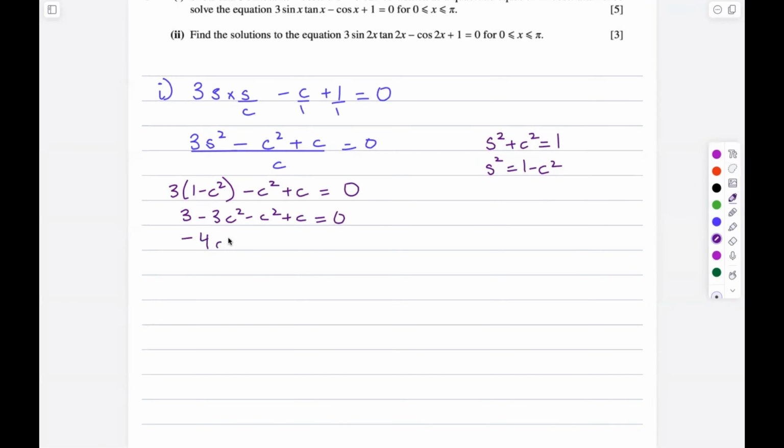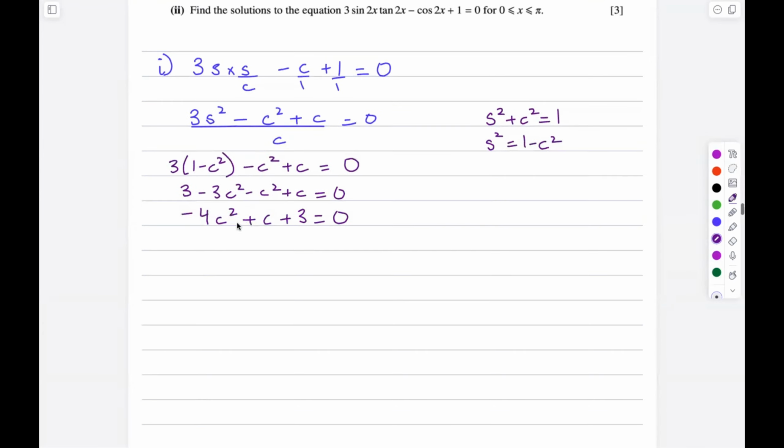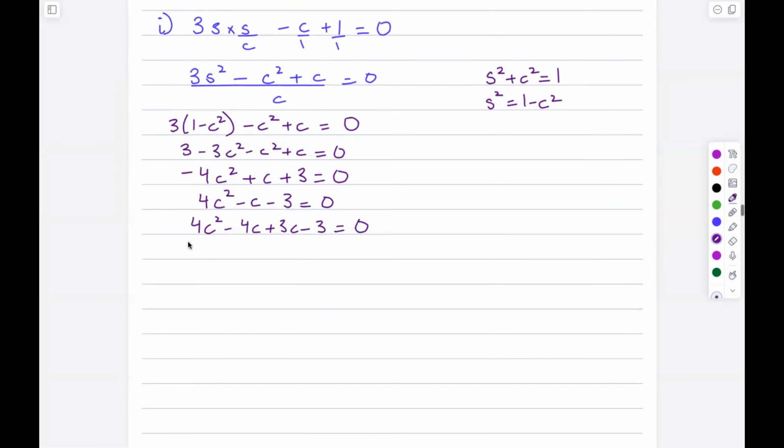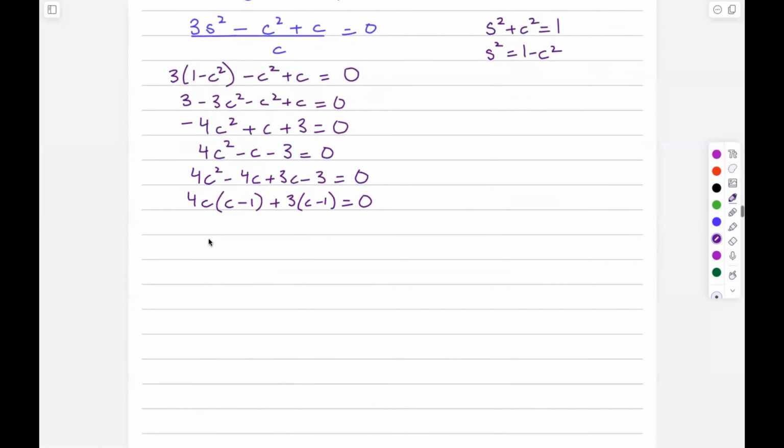Simplifying, this will become minus 4 cos squared plus cos plus 3 equals 0. To make the square term positive, we can write it as 4 cos squared minus cos minus 3 equals 0. Now factorizing this, we'll get 4 cos squared minus 4 cos plus 3 cos minus 3 equals 0. Taking common, we'll get cos minus 1 plus 3 common, cos minus 1 equals 0. So simplifying this, this will be cos minus 1 and 4 cos plus 3 equals 0.